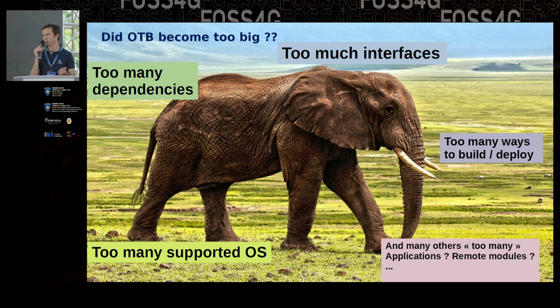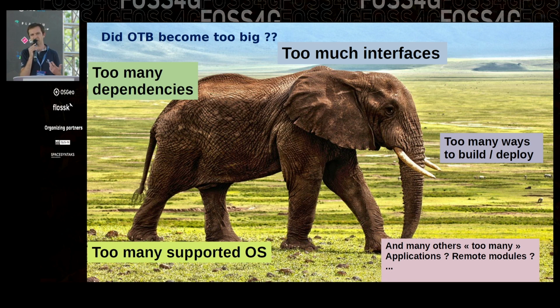We think that maybe we support too many operating systems, like different flavors of Linux, Windows in different versions, macOS, and it's a lot of work for the maintenance. There are also many dependencies because there are like 20 libraries in the Orfeo ToolBox build, so it's a lot of job to follow all the versions of the libraries.